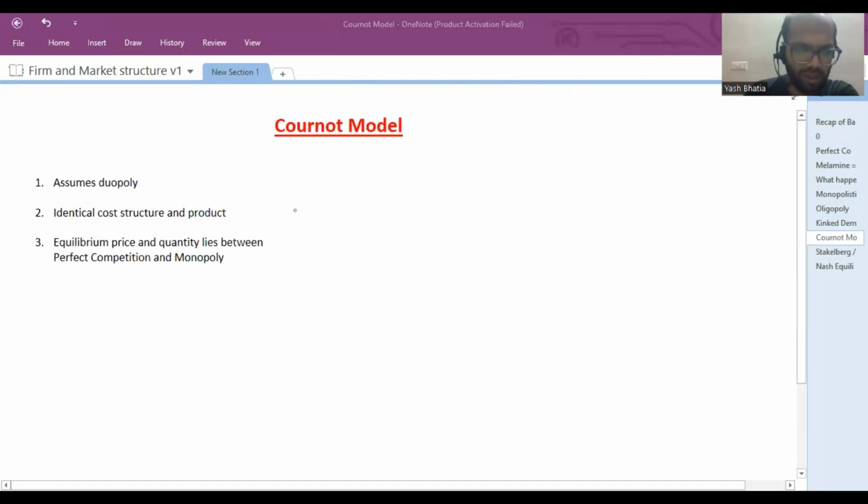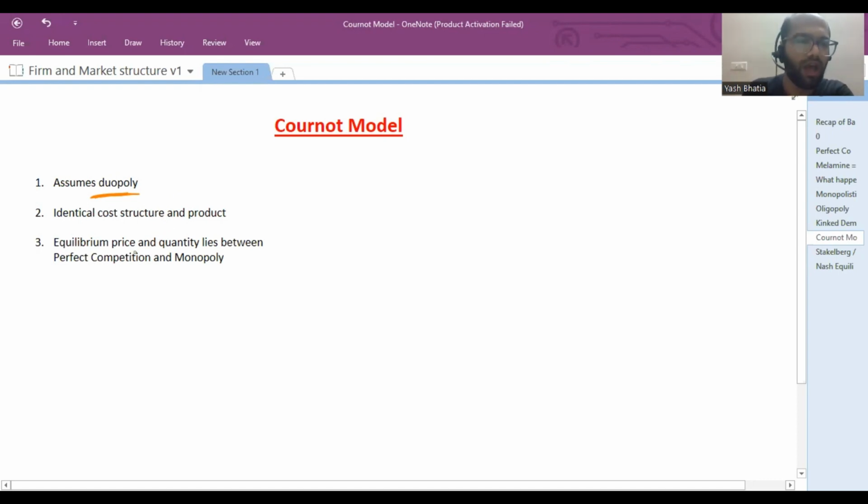Okay, so we are done with this model. So let's start with another model, which is the Cournot model of oligopoly. There are a few assumptions in this model. First assumption is that this model assumes there is a duopoly. What duopoly means is that there are only two dominant players in the market who produce the product and decide the price. So duopoly is a form of oligopoly in which there are only two dominant players in the market.